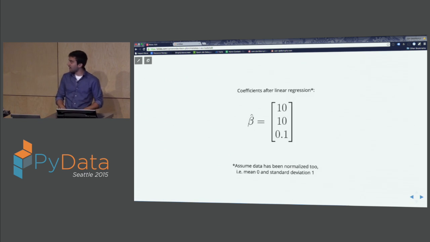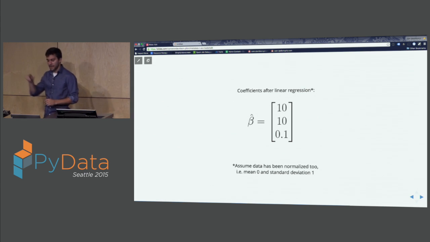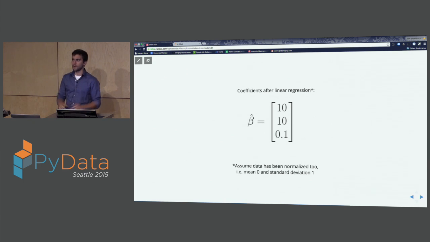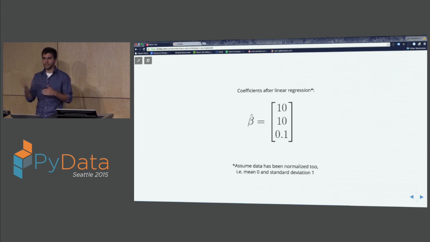So let's say I do a linear regression, and I get these beta values. These are the estimated coefficients: 10, 10, and 0.1. Assume the data has been normalized as well, so there's no issue of one variable being a different order of magnitude than another. Assume it's all mean 0, standard deviation 1. So there's no issue there.